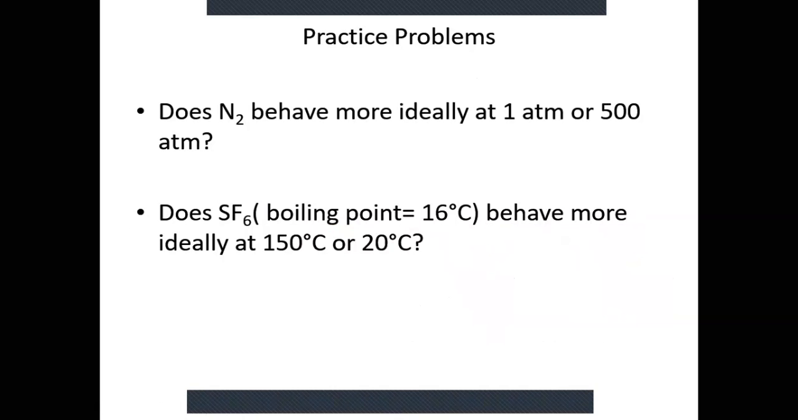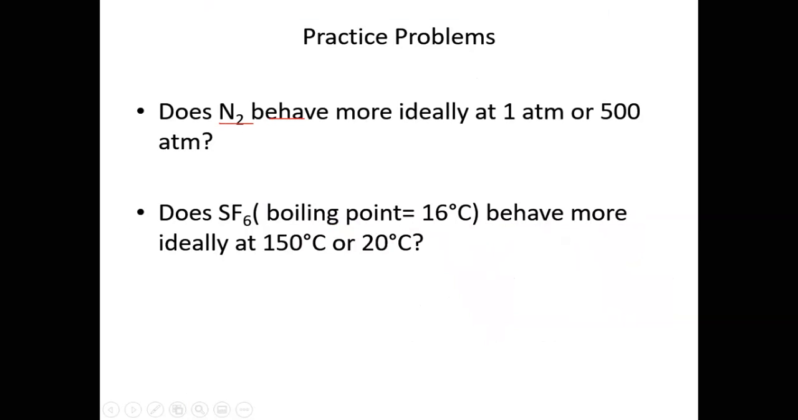So here are just two examples involving real gases, whether or not they behave more ideally or less. So here we have nitrogen gas. We want to know, will it behave more ideally at 1 atm or 500 atm? Now, to behave more ideally, remember it prefers low pressure. So the answer would be 1 atm.